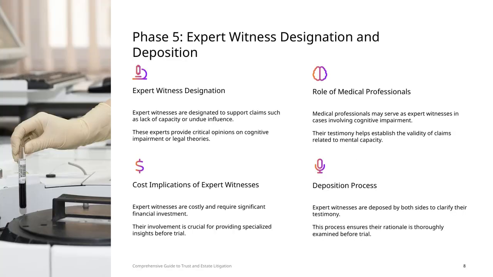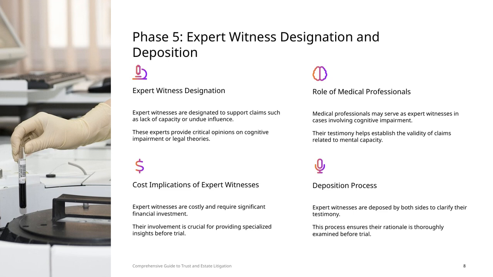Now, let's move on to Phase 5, expert witness designation and deposition. Expert witnesses are typically designated to support key claims, such as those involving lack of capacity or undue influence. These experts play a critical role by providing specialized opinions on issues like cognitive impairment or legal theories, which can be pivotal in the case.